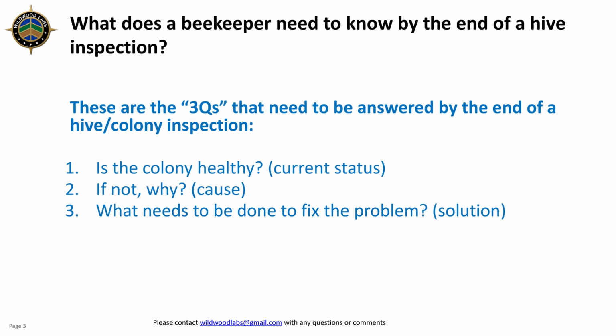First, let's ask ourselves as beekeepers, what do we want to know by the end of a hive inspection? The purpose of an inspection is to learn more about what is happening in the hive, so we can do what is needed to keep the honeybee colony productive and healthy. To do this, beekeepers need to answer the following 3 questions by the end of an inspection. Is the colony healthy? What is the current colony health status? What is causing the colony health issues? What needs to be done to fix the problem? What is the solution to the problem?